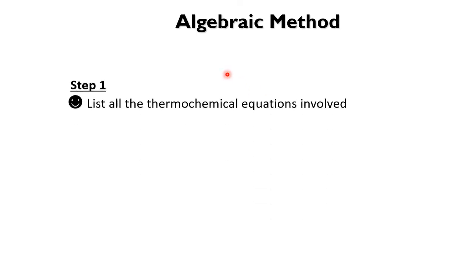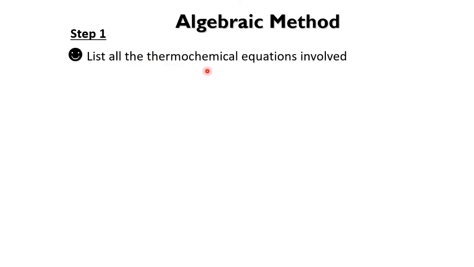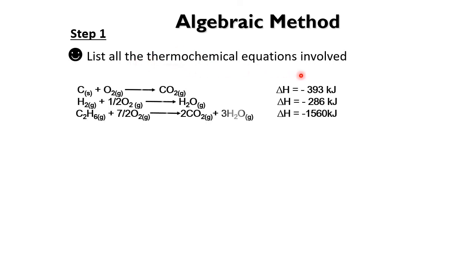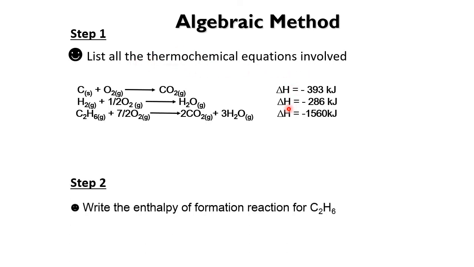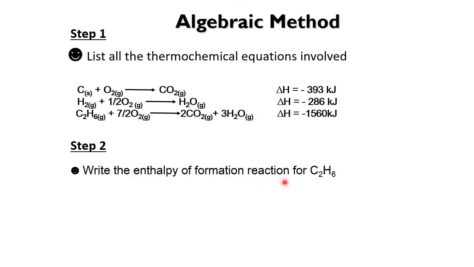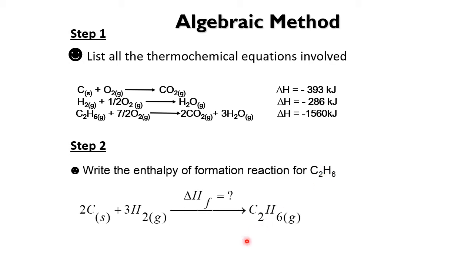Next, how do we solve the question using the algebraic method? First, list all the thermochemical equations involved, which are given by the question. Step 2, write the enthalpy of formation reaction of C2H6. You have to write the targeted equation. Before we proceed with step 3, let's have a look at how to use these 3 thermochemical equations to get the enthalpy of formation for C2H6.